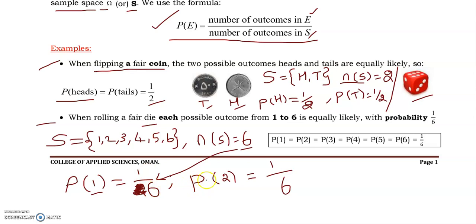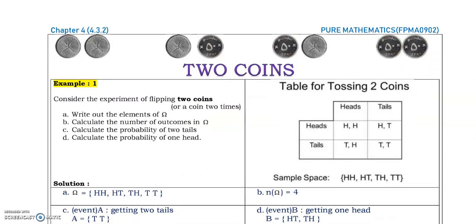Similarly, you can find that the probability of 2 is equal to 1 over 6, because n of S is 6 and the number 2 appears in the sample space only one time, that is 1 divided by 6. Similarly, if you find the probability of 3, probability of 4, probability of 5, probability of 6, all will be equal to 1 over 6. That's it. Now we will see another example.